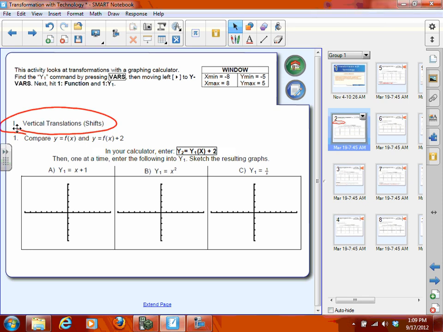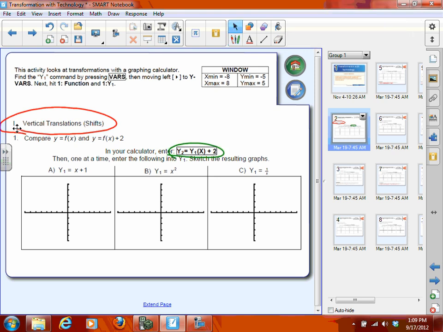Now, it gets a little tricky here, so I'm going to go real slow to start off with. They want me to compare y equals f of x with y equals f of x plus 2. And the way we're going to do that is using our calculator. But we're going to have to be careful on how we type this in. What they want me to do is in my calculator, enter this right here into y2.